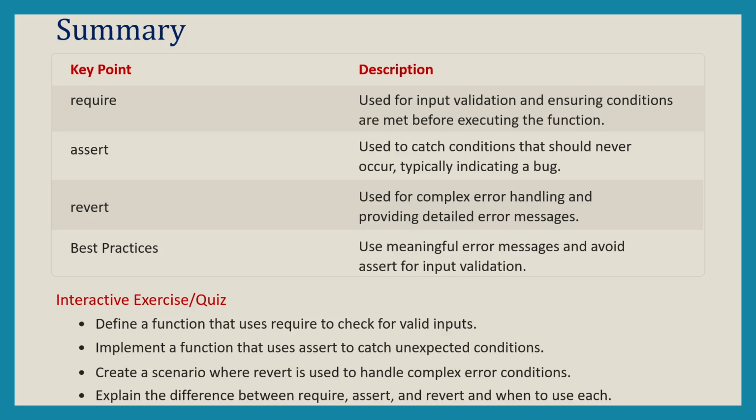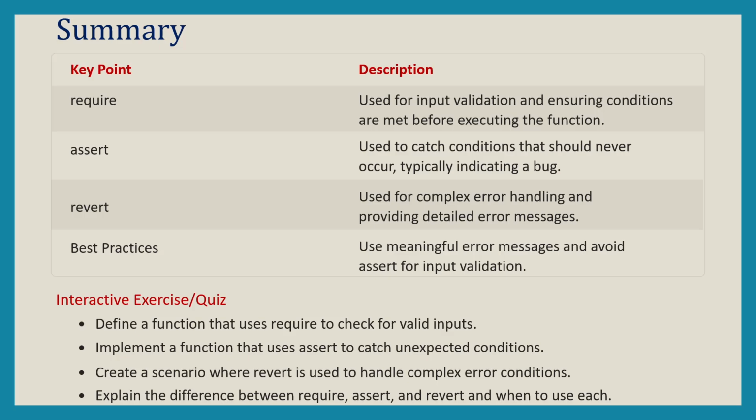And now we'll summarize all of them. We'll go through a key point and a description. The key point: require. Require is generally used for input validation and ensuring conditions are met before executing the function. And assert is used to catch conditions that should never occur, typically indicating a bug. And again, as I explained during the best practices part, you should never use assert for input validation. This is because of the high gas fees it uses. The third key point would be revert.